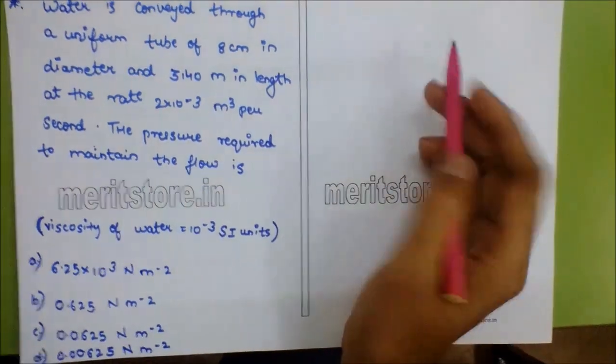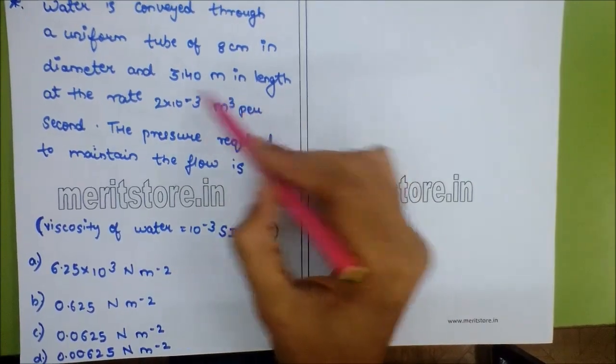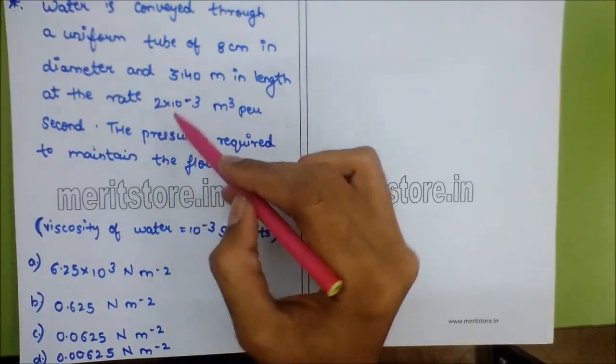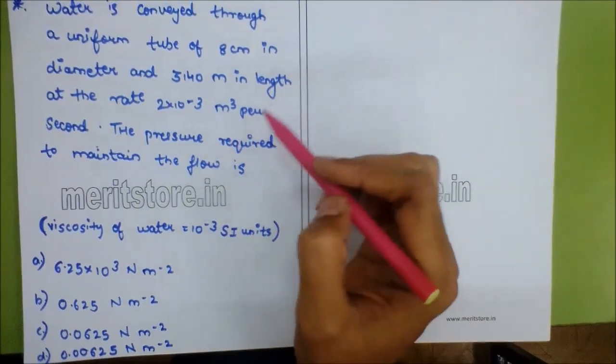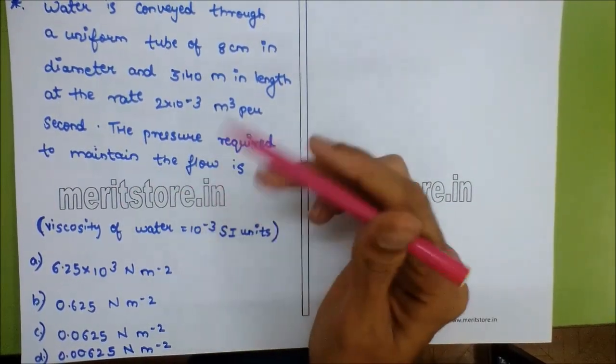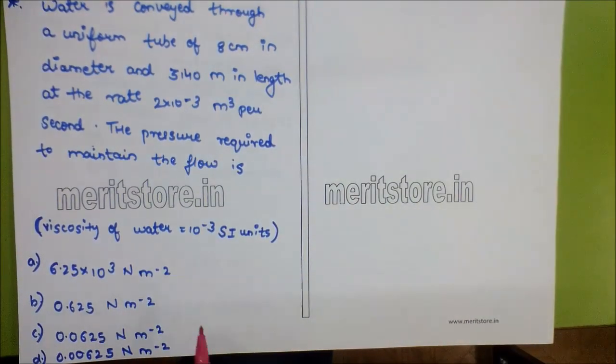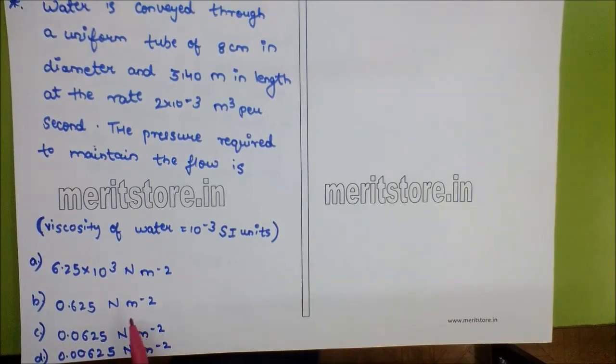Okay. Water is conveyed through a uniform tube of 8 centimeter diameter and 3140 meters in length at the rate of 2 into 10 raised to minus 3 meter cube per second. The pressure required to maintain the flow is given by. So we have the options: 6.25 into 10 raised to 3 Newton per meter square, 0.625 Newton per meter square, 0.0625 Newton per meter square, or 0.00625 Newton per meter square.